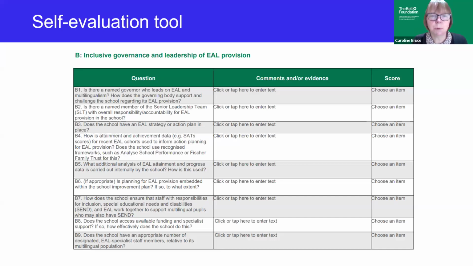And there's space to respond with any comments or evidence that supports the question. And there's a place there as well for you to provide a score. It's a drop down of 1 to 5, 1 being that the development need for that area has not yet been identified, and 5 being that that aspect has been fully developed. So if you had a governor in place and that they provide complete support and challenge to the school around EAL provision, then that would of course be a 5. Fabulous.